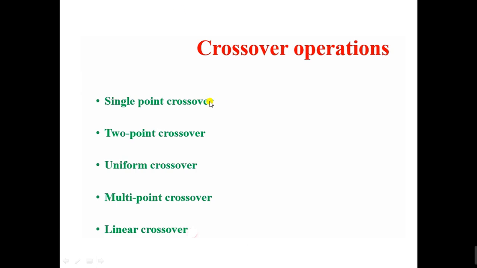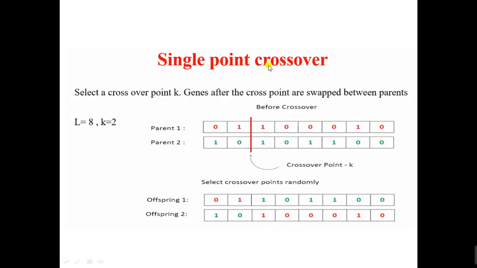We are going to do crossover with different methods: single point crossover, 2 point crossover, uniform crossover, multi-point crossover, and linear crossover. Single point crossover means we cross over at a particular point. For example, I am taking K. Here the total number of genes is represented as 8. Consider the first parent in red color and the second parent in green color. Suppose I want to do the crossover at this position.